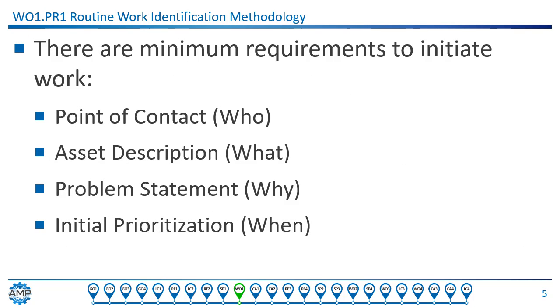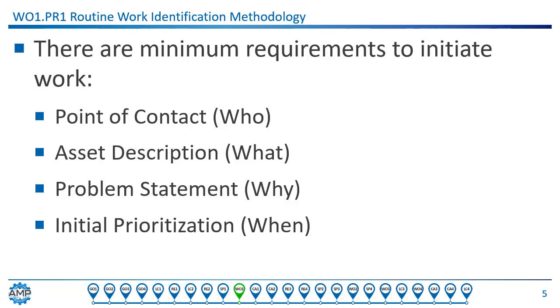Preventive maintenance and predictive type work is generally already identified and generated automatically within the Computerized Maintenance Management System, or CMMS. So the first step in work identification is to ensure that a problem can be effectively communicated. And the way we do this is we find out who's the originator, how can we get in touch with them if we have questions, which provides a point of contact in the event that there are questions about the job.